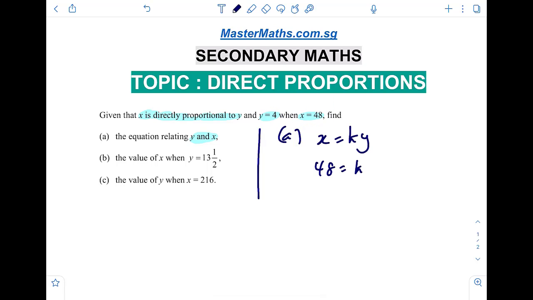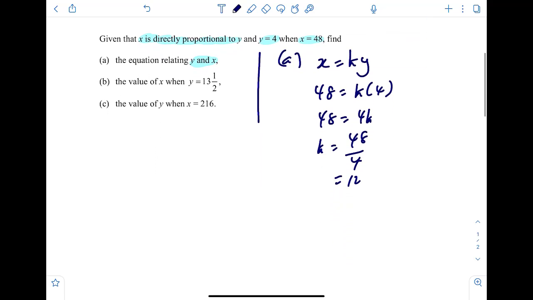48 is equal to k times 4. 48 equals 4k. K is 48 divided by 4, which is 12. Alright, k is equal to 12. Now, what is the equation relating x and y? X will be equal to 12y, or you can write y is equal to x over 12.